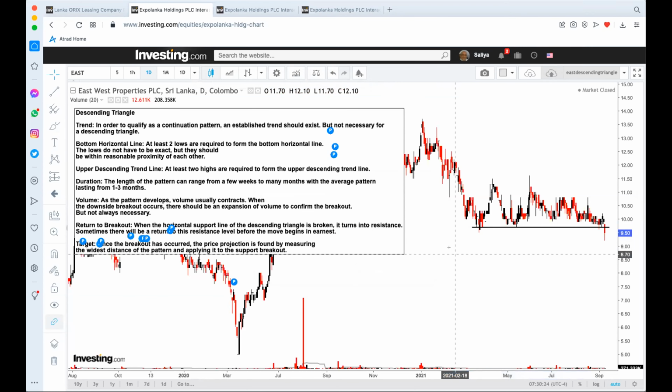Like that. So our minimum requirement is fulfilled, where a minimum of two points or two lows have to be there to draw this line, right? Thereafter, it's the upper descending trend line. At least two highs are required to form the upper descending trend line.